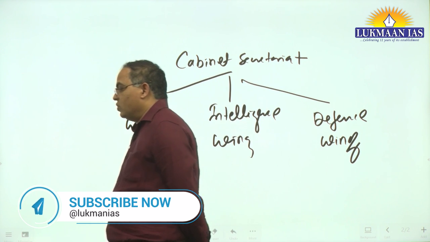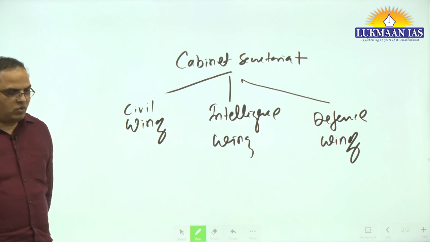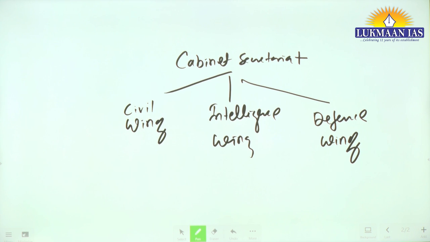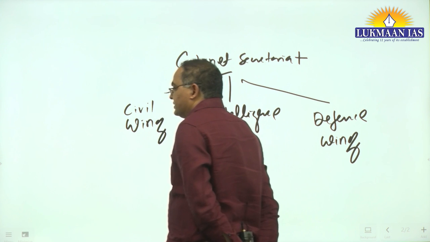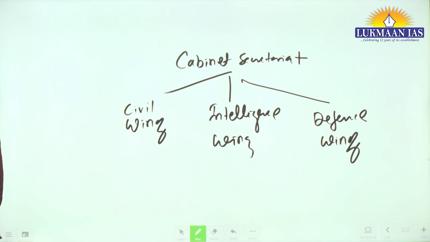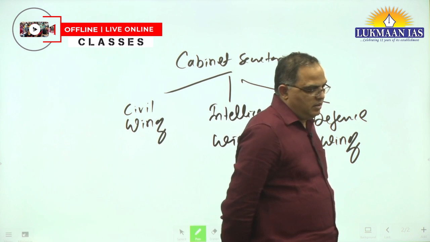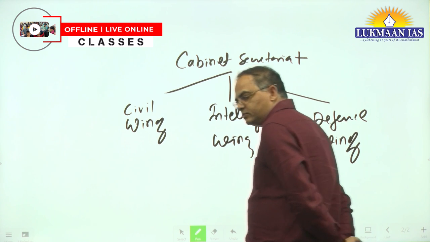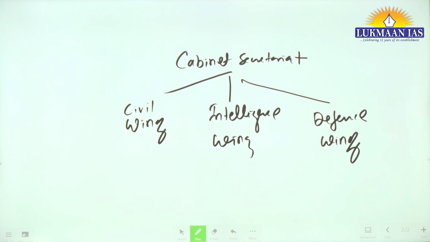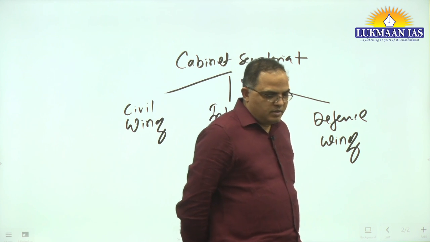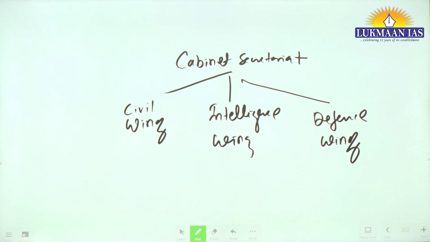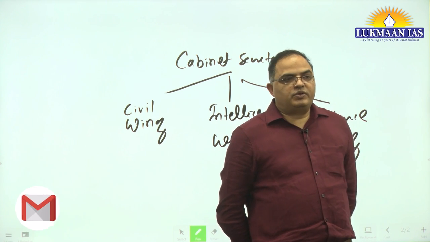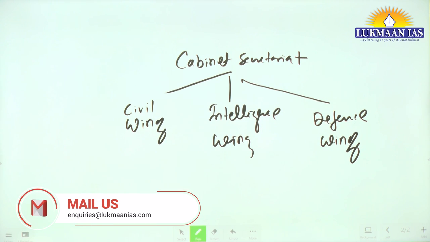Like the O&M was initially set up in the Cabinet Secretariat in 1954, but later it was shifted out. A performance management division was set up during the UPA tenure, headed by the Cabinet Secretary. But the present government has discontinued it.